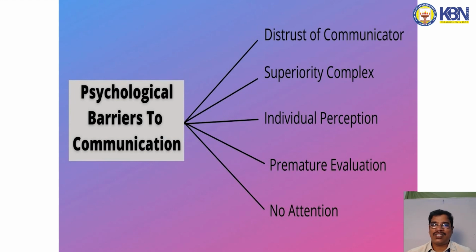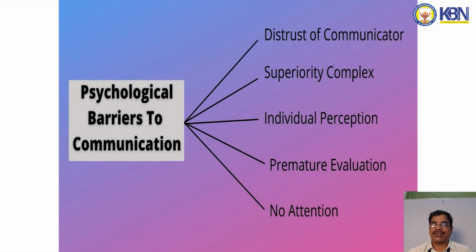And psychological barriers to communication. First, distrust of communicators. Suppose I am saying something, and my audience does not show trust in me, does not believe my communication, or does not show 100% trust in my information. At that point my communication may not be effective. And moreover, superiority complex.